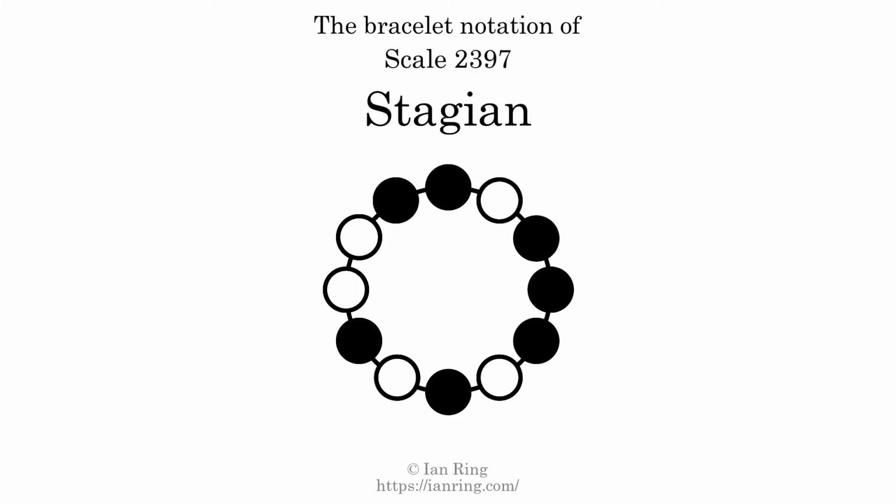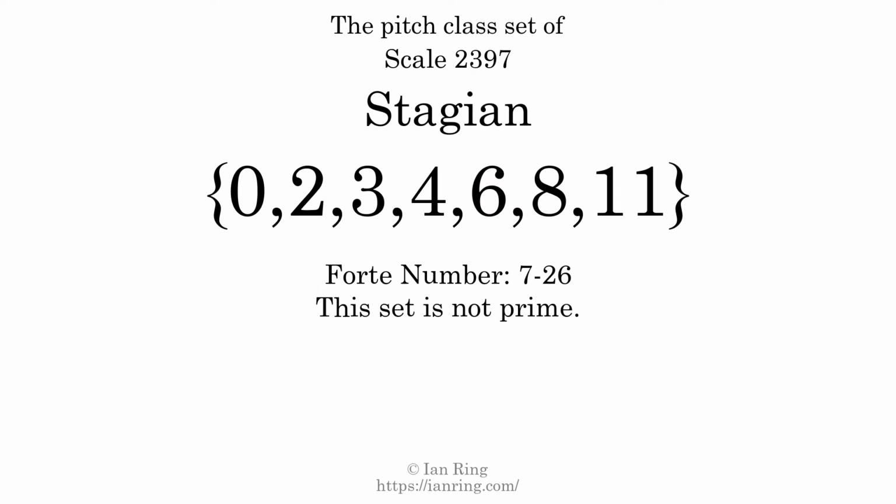This is a bracelet notation diagram of scale 2397. The shaded circles represent tones that appear in the scale, and they are read clockwise, starting at the top. The pitch class set for this scale is 0, 2, 3, 4, 6, 8, 11. The Forte class is 726. This set is not prime.